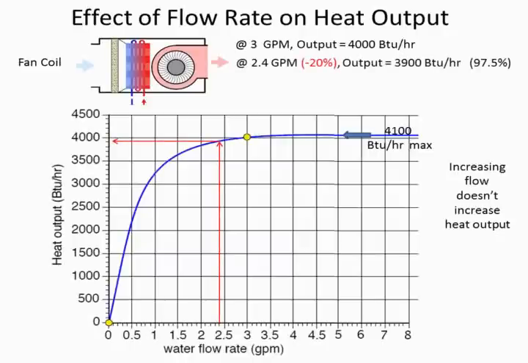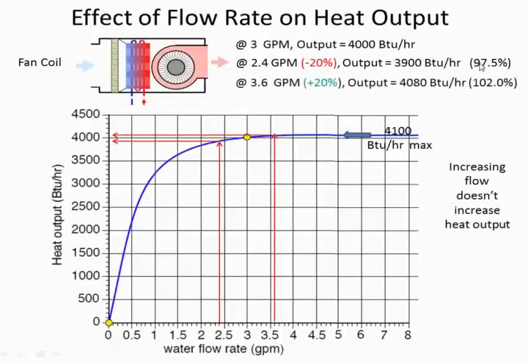Well, if he does 20% lower than 3 GPM, which is 2.4 GPM, the output, as you can see here, where you take 2.4 up to where it crosses, is about 3,900 BTUs per hour, or pretty darn close to our target 4,000, 97.5%. So not a very large falloff, even though it was off by 20% flow rate. It had very little effect on the heat output.